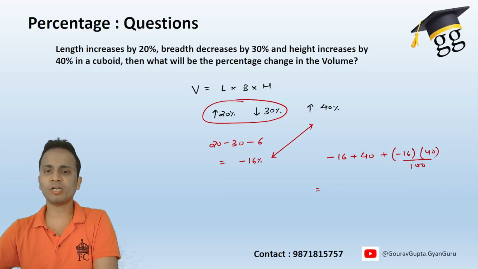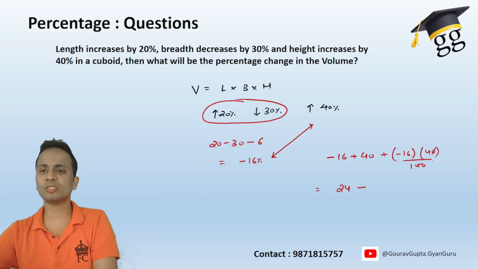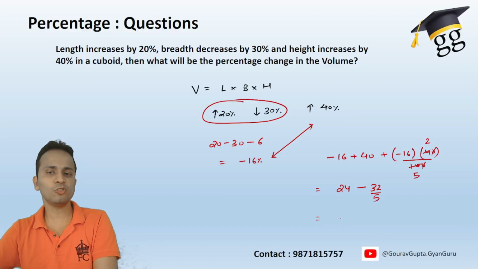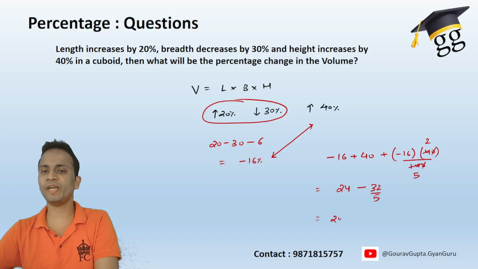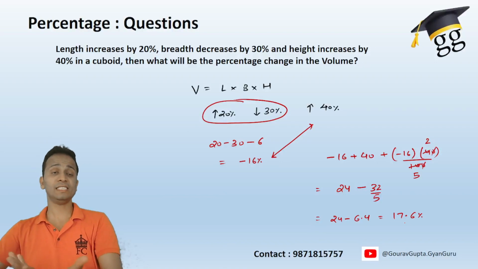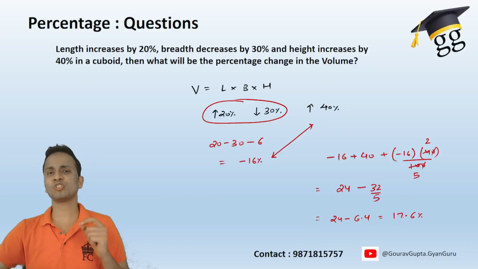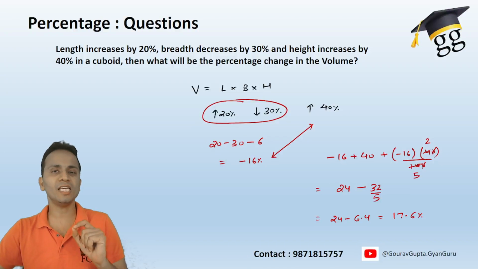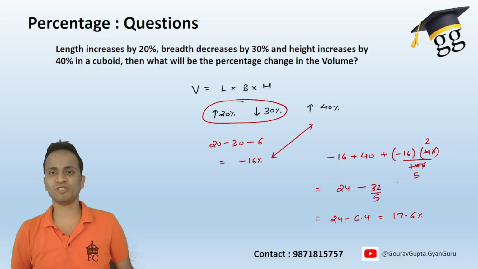Minus 16 plus 40 will be 24, and then minus यहाँ पे cancel out हो जाएगा. So minus 16 multiplied by 2, that is minus 32 upon 5. 32 upon 5 is 6.4. So 24 minus 6.4, and that will be equal to 17.6 percentage. Again 17.6 का sign positive है. So net change in volume will be an increase of 17.6 percentage.